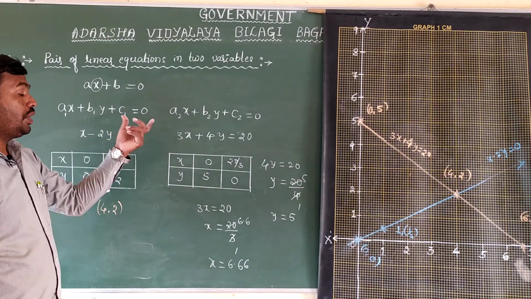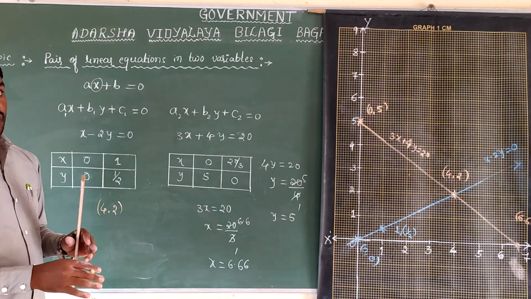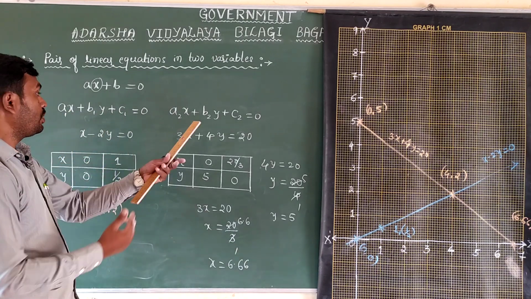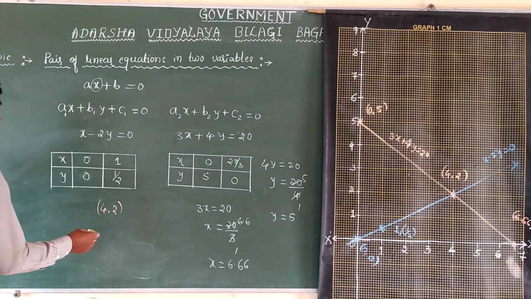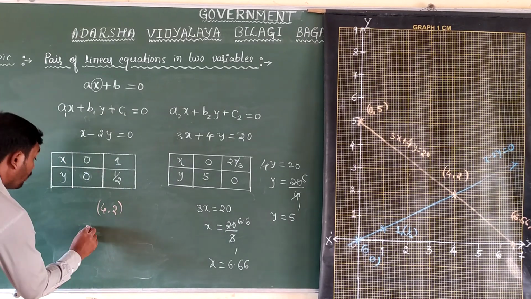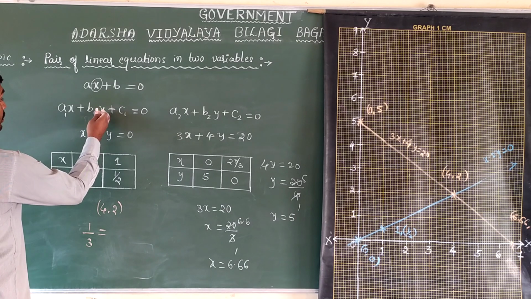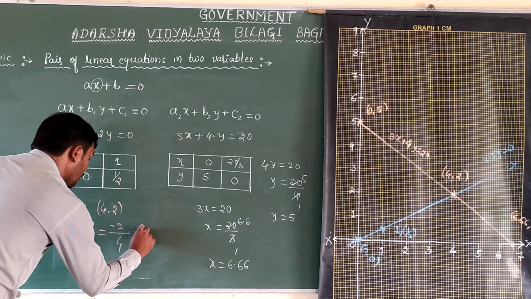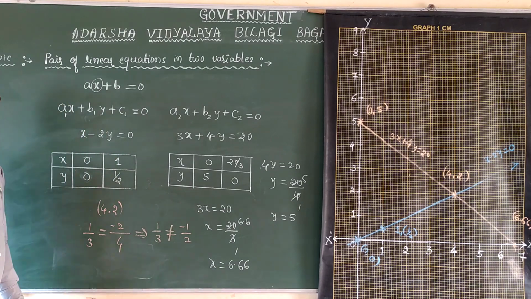Before solving this graphically, we can identify whether the equations have a unique solution. How can we identify? By taking the ratio between the coefficients of x and the ratio between the coefficients of y, and checking whether they are equal or not. If they are not equal, then they have a unique solution. So here the coefficient of x is 1 and here it is 3, whether it is equal to the ratio of the coefficients of y, minus 2 divided by 4. So this implies 1 by 3 is not equal to minus 1 by 2, children.